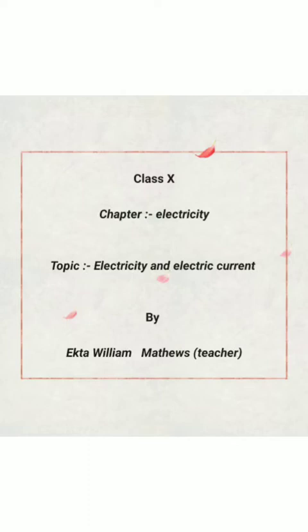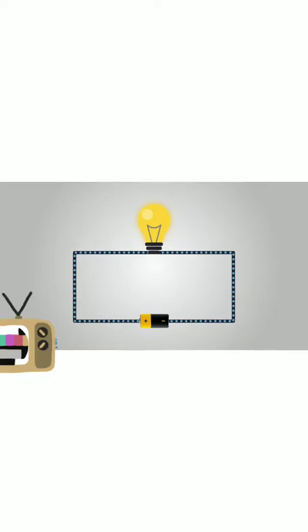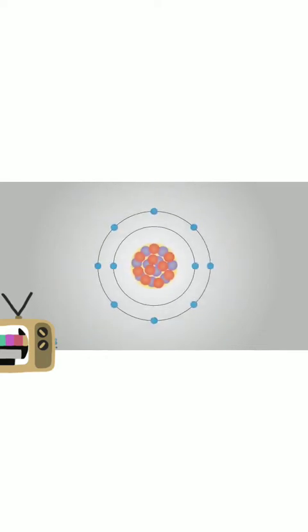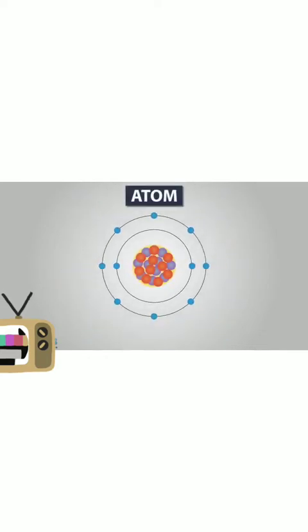Hello students, in this part we are going to learn about electricity and electric current. Here if I ask you about electric current, what automatically comes to your mind? How the bulb glows. So we are going to start here with how the electric current flows in the conductor.